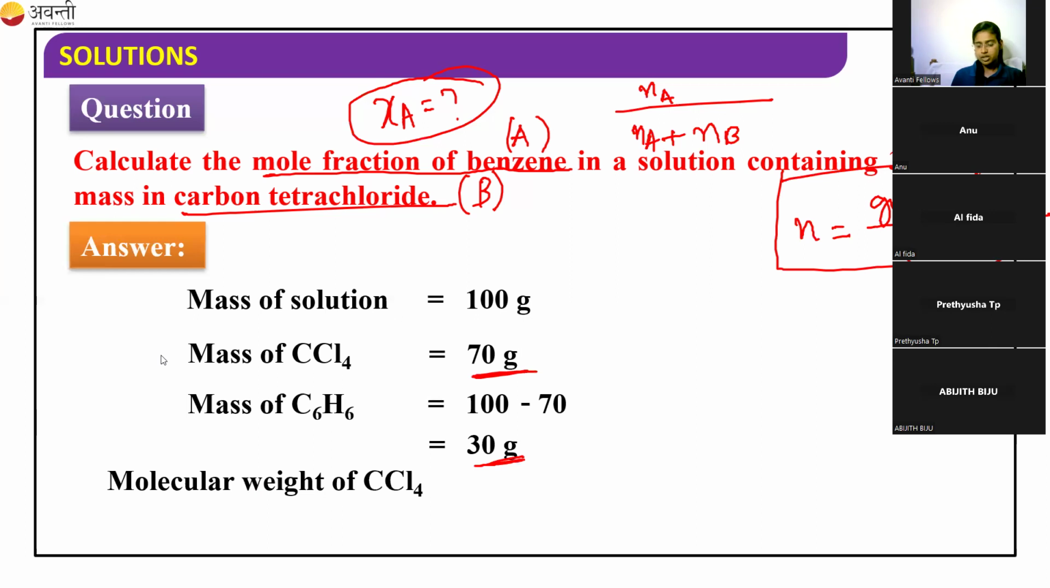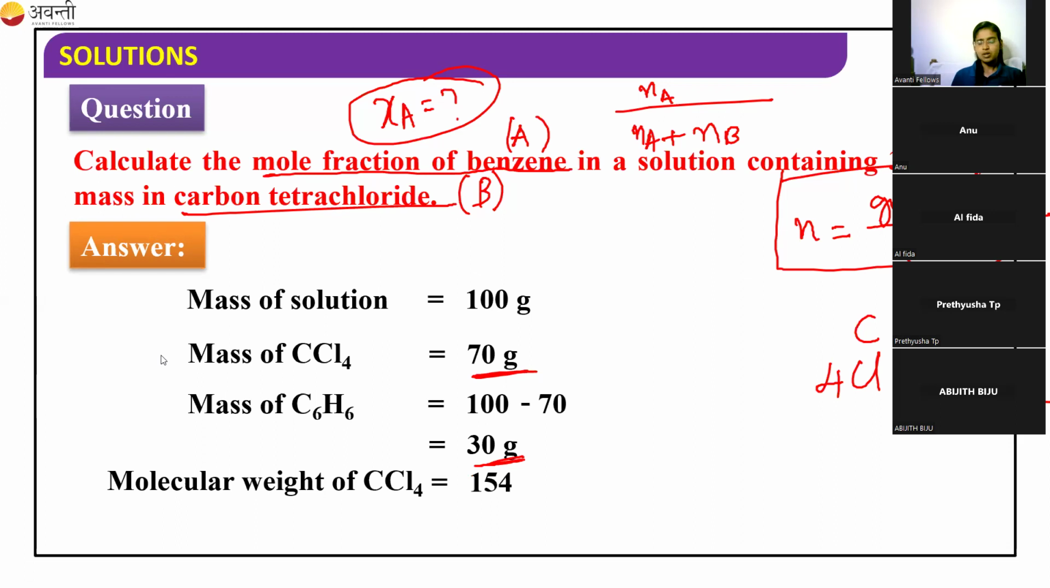So how do we find the molecular mass of both the components? For CCl4, how will you find it? For carbon, the atomic mass is 12. And for chlorine, the atomic mass is 35.5. But we have 4 chlorine, so we have to multiply this by 4. If you calculate this, you will get 154 as the answer. Molecular weight of CCl4.